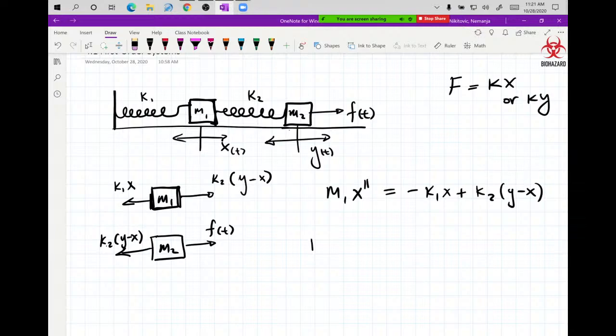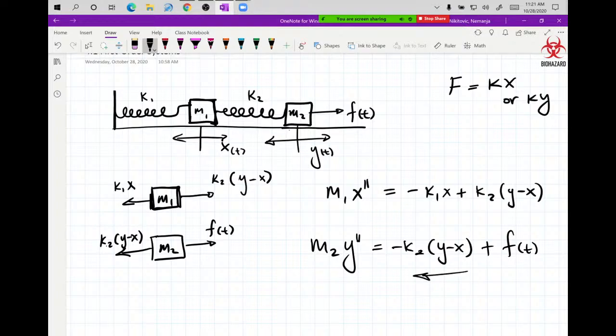To model M2, you do exactly the same thing. Now this is going to be a y. And you have your negative k2(y minus x) pulling to the left. And then you have plus the force F of t pulling it to the right. Again, this arrow goes this way, that's why it's negative. This one goes that way, it's positive, and that's it.